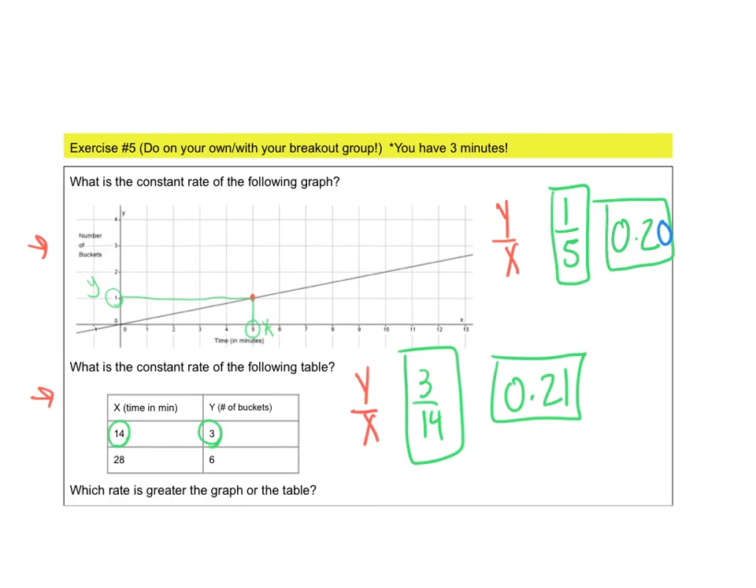So what is a greater rate, 0.20 or 0.21? I would say it is 0.21. So what has the greater rate, the graph or the table? The table does. Okay, 0.21 is greater than 0.20. Hopefully you got this correct.